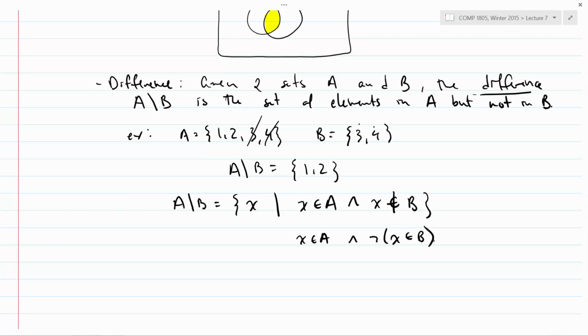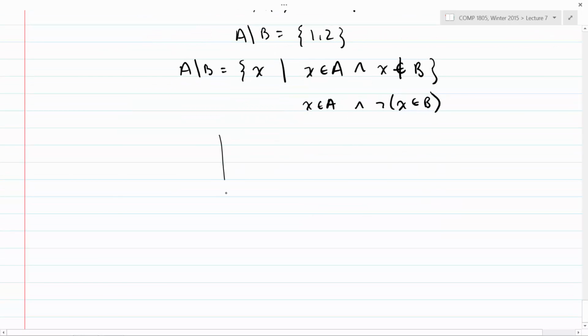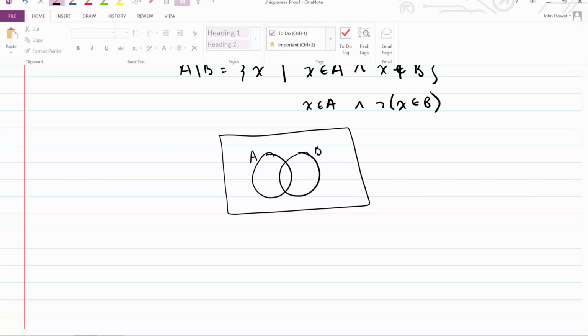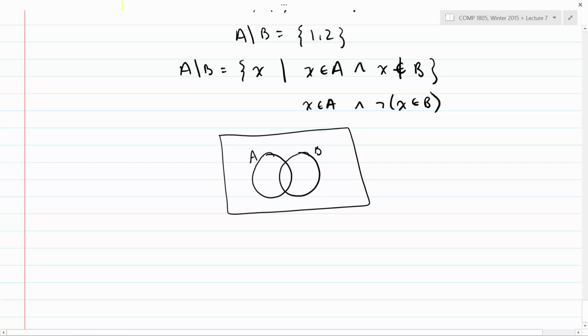Okay, so if we wanted to go to a Venn diagram, we have the set A here, the set B there. I'll make this a bit bigger. And the difference is everything that's in A but not in B. So it's this. It doesn't include the middle part because that's in B. Does that make sense?